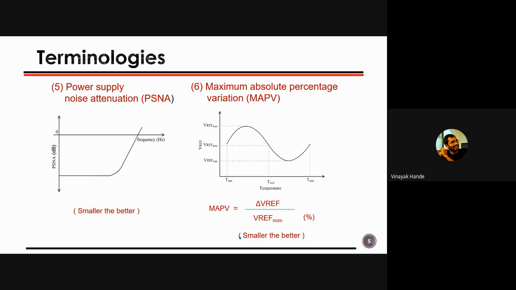Power supply noise attenuation is one of the terms which I wanted to tell you, that it is the AC performance or AC characterization of a voltage reference. There is another AC characterization which I have not talked about in this presentation. I will not talk about this also.